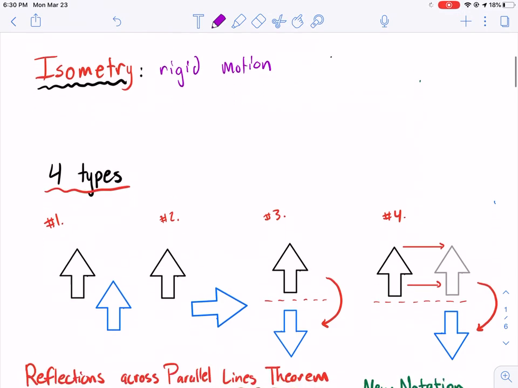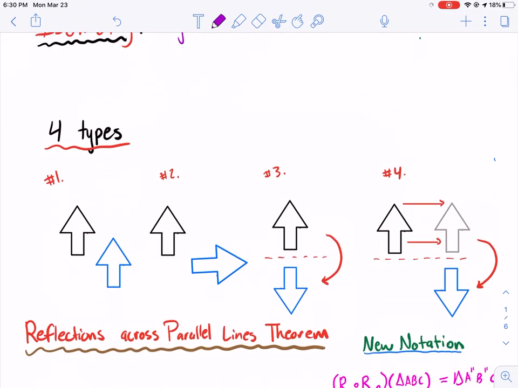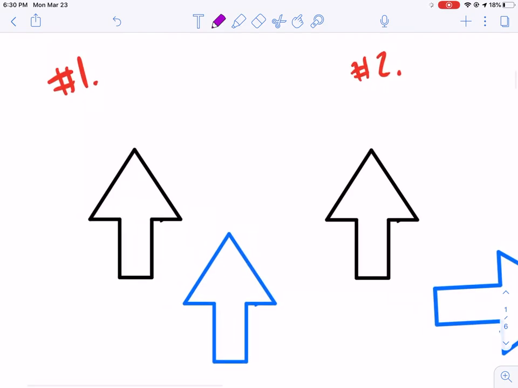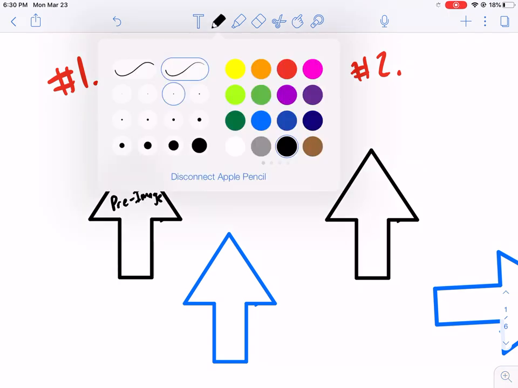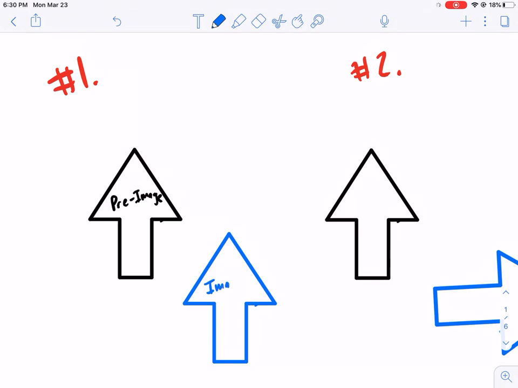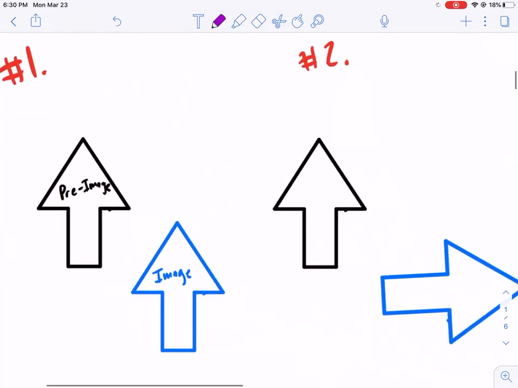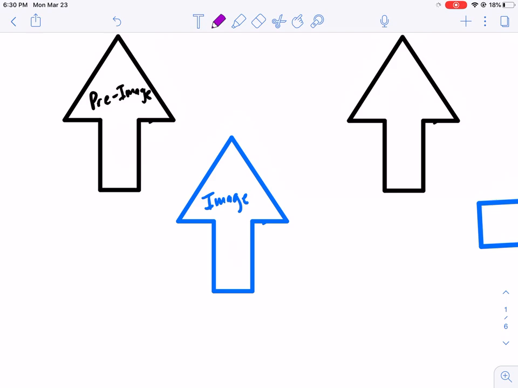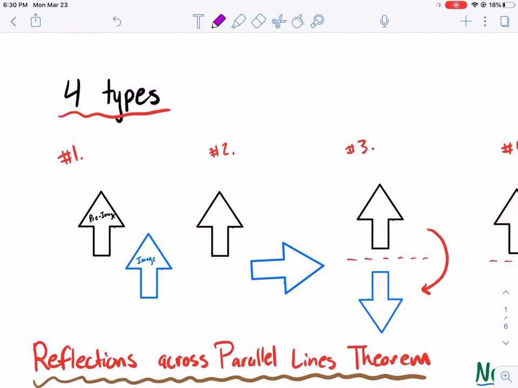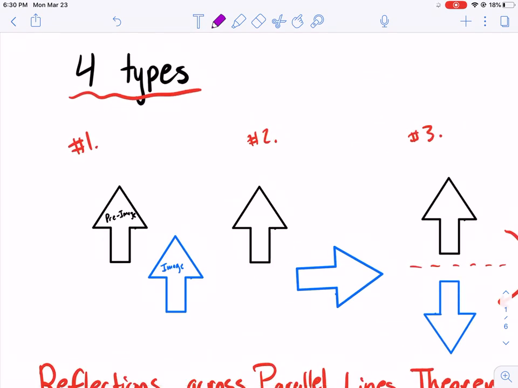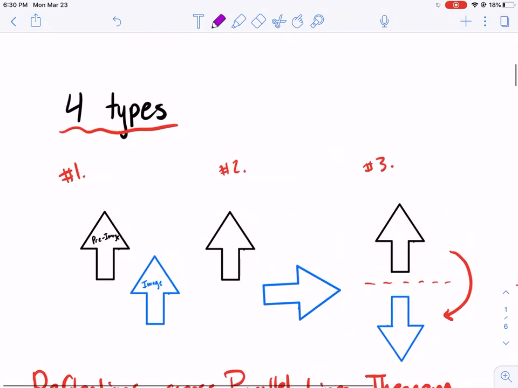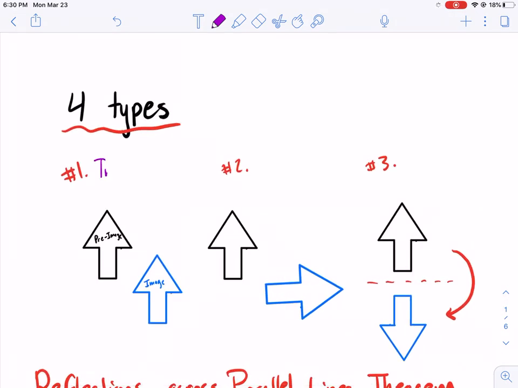So if we're talking about rigid motion, we're talking about four types. The first one, the black is the preimage. And then the blue is the image for all of these, just so you're aware. Now, what happens here? Well, we have the preimage go from one position to another. The arrow is the same for all of these, it's the same measurement. I just copied and pasted the arrow. So it is all examples of isometry, and the first one is translation.